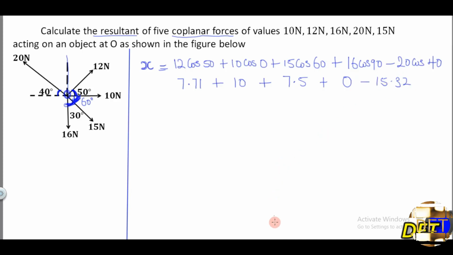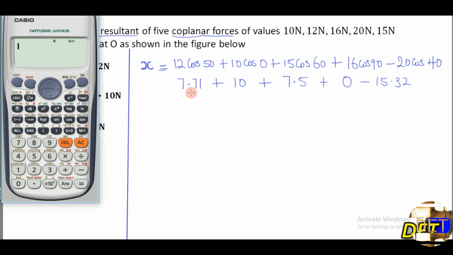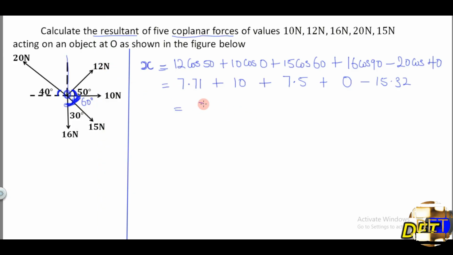So if I bring out my calculator, 7.71 plus 10 plus 7.5 plus 0 minus 15.32, that will be equal to 9.89 Newton. So this is my horizontal component.